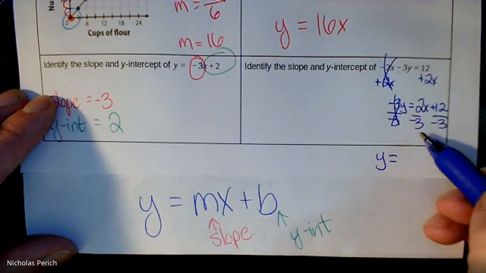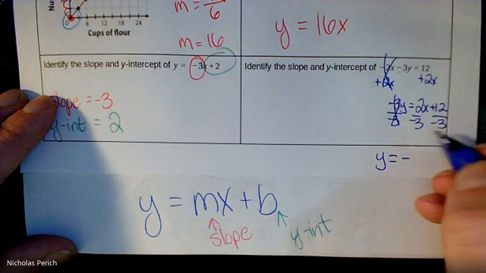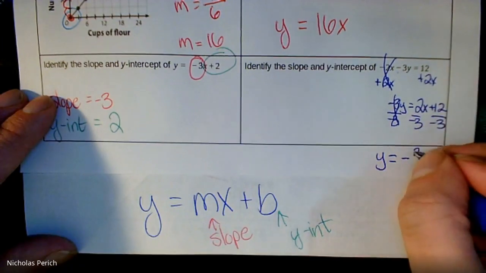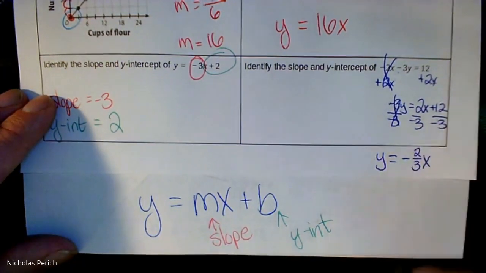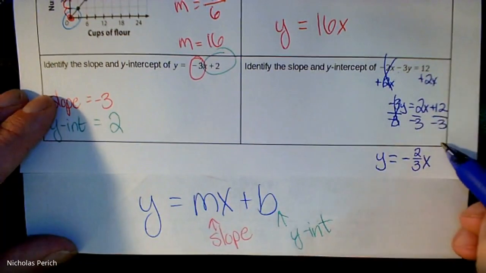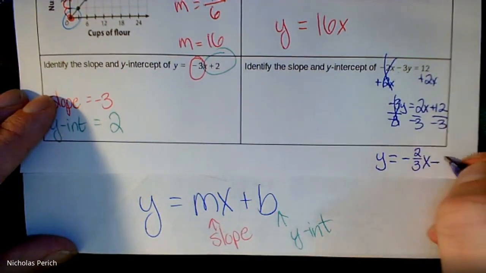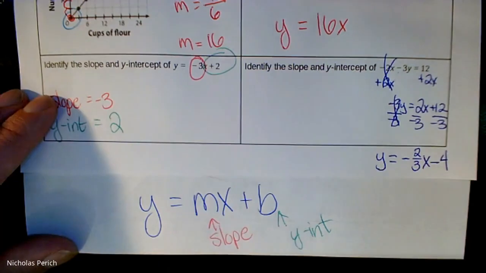2 over -3 is negative. 2 over 3 doesn't simplify. 12 over -3 is -4. Is y all by itself now?